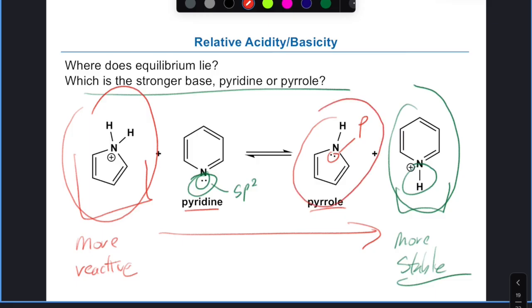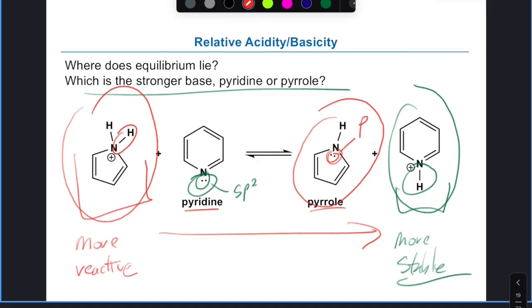The answer is heck no, right? By stealing this, what you just did is you've localized that lone pair into a sigma bond. I've taken the lone pair, which used to be part of a resonance system, and now that lone pair is fixed. It is bonded to that hydrogen. I've broken aromaticity. This is not aromatic anymore.